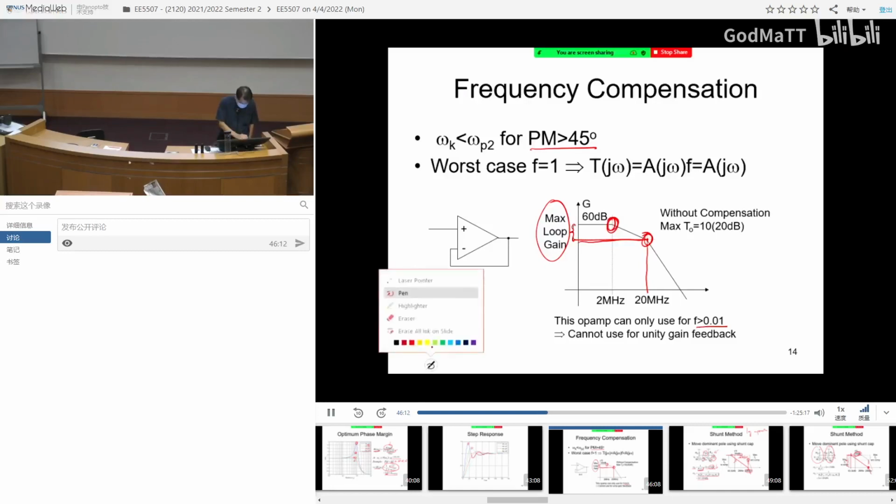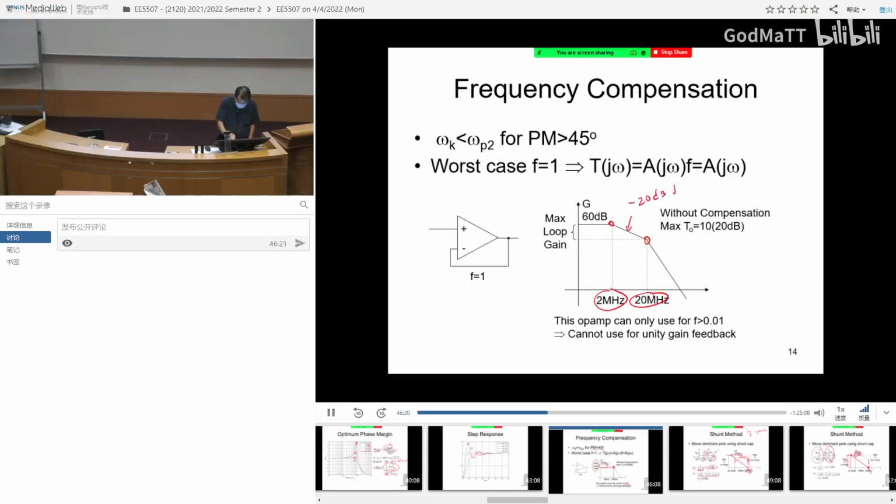This is the dominant pole, 2 megahertz. This is the non-dominant pole, 20 megahertz. The slope is actually minus 20 dB per decade. So the difference in this gain is actually 10 times or 20 dB. Okay? 10 times or 20 dB. So the maximum allowed feedback is actually 10 times or 20 dB. But your whole loop gain is actually 60 dB or 1000.